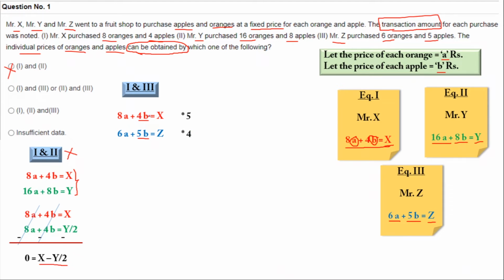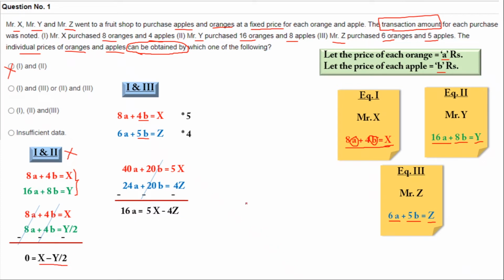And this is what we are going to get. Remember students, many of you make mistakes here. When you are multiplying, you also have to multiply the RHS, that is your right hand side. Now it is easy to solve. Next step is to invert the signs, and then 20b and minus 20b get cancelled out and we are left with 40 minus 24a, that is 16a, equals 5x minus 4z.